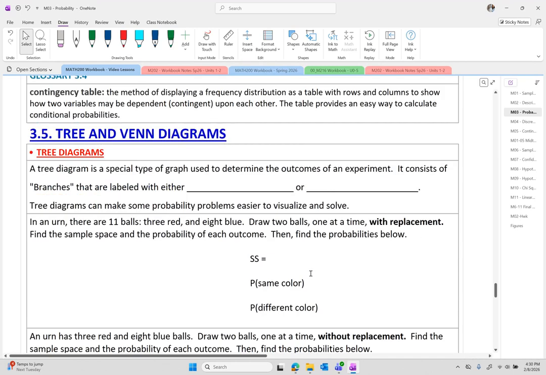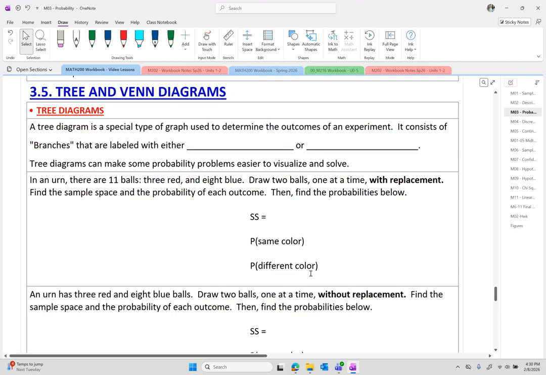So let's think a little bit about how tree diagrams have been used before. A tree diagram is a special type of graph used to determine the outcomes of an experiment, and this is how we used it before. What we're going to do now, we will also try to find, in addition to the sample space, the probability of every outcome in the sample space to occur.